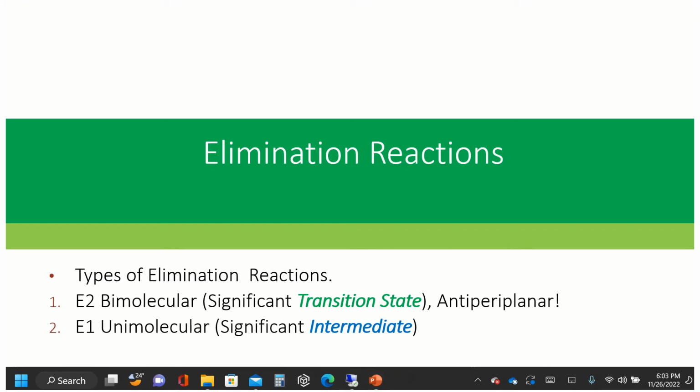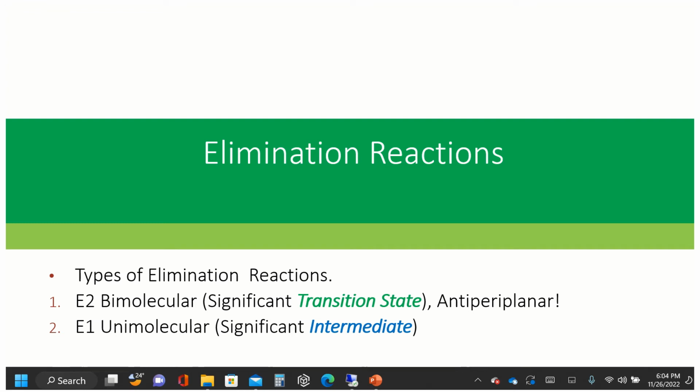Here we're talking about elimination reactions. And there are two types of elimination reactions that will concern us in this lecture, and that is the E2 reaction, which is bimolecular. And similar to the SN2, we pass through a significant transition state. And there is also the E1, which is unimolecular. And herein, we have at least two steps where we pass through a significant intermediate.